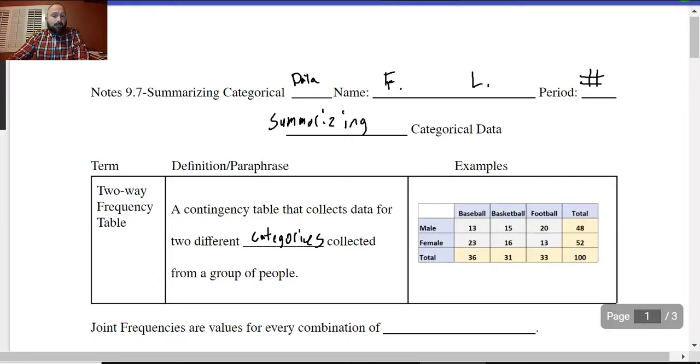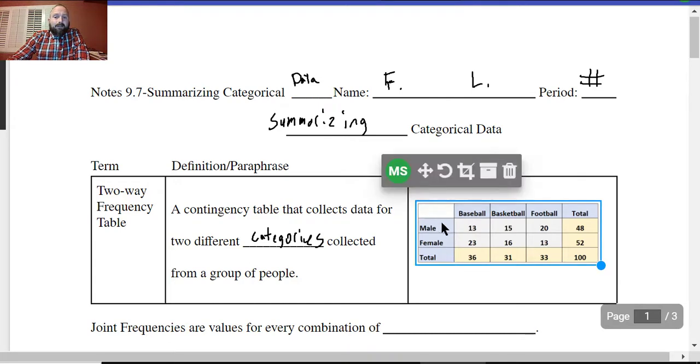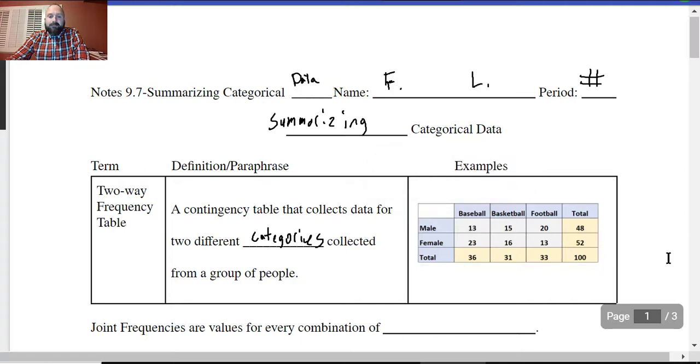So a two-way table, if you look at this example I just pasted in here, we have gender, male and female, and then maybe what sport do they play or what is their favorite sport. And then you can say, all right, which number of males like baseball? Or which ones play this sport? And we're like, all right, males in baseball would be 13.